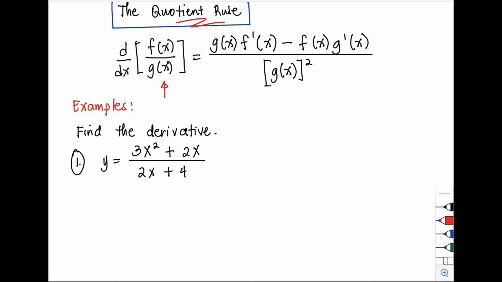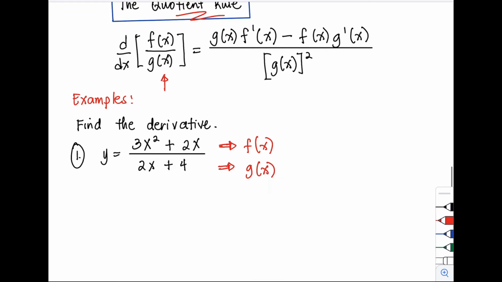Find the derivative of y equals 3x squared plus 2x all over 2x plus 4. So, dito guys, as you can see, yung given function natin ay meron tayong division. Ibig sabihin, to find its derivative, ang gagamitin natin is yung quotient rule. Okay? So, identify natin yung ating f of x and g of x. So, dito, ang f of x natin is yung 3x squared plus 2x, then our g of x is yung 2x plus 4.